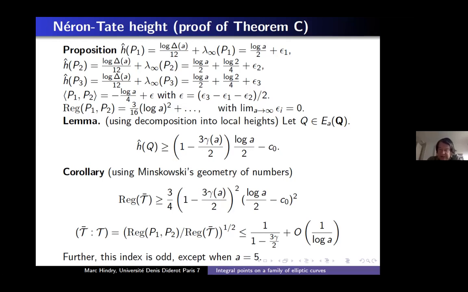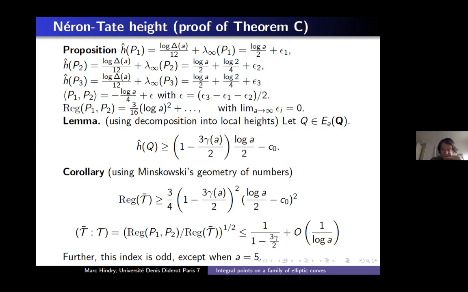We had to add an algebraic argument to show that the index is always odd, except for a equals 4. We know it's equal to 2. And that gives the proof of theorem C, because if the index is smaller than 2 plus a little thing, it's strictly smaller than 3. And if it's odd, then it's equal to 1. That's the proof.